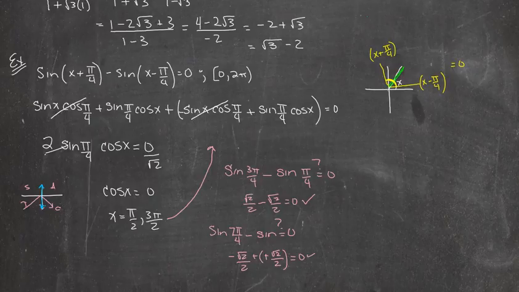So we found the angle, which happens to be either pi over 2 or 3 pi over 2, that fits this scenario. And you, my friend, have saved the world. Thank you very much.